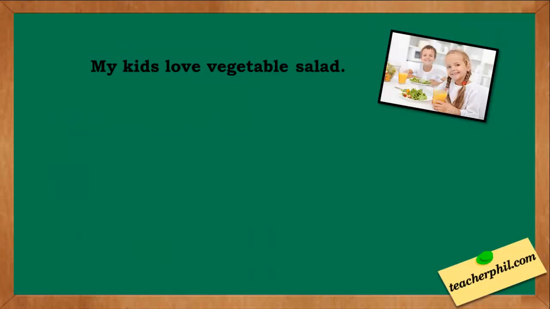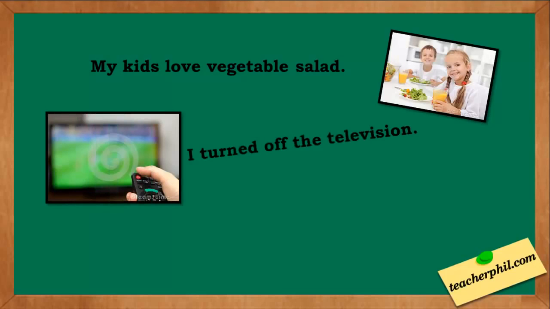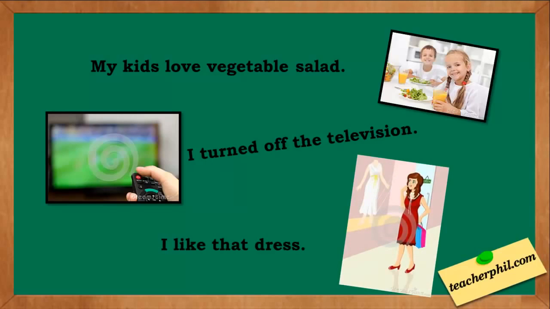Some more examples. My kids love vegetable salad. I turned off the television. I like that dress. All of these sentences are in active voice. The subjects my kids and I are the doers of the actions love, turned off, and like, while the objects vegetable salad, television, and dress are the receivers.